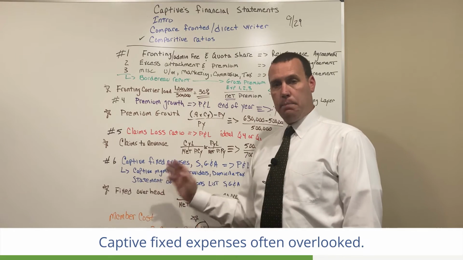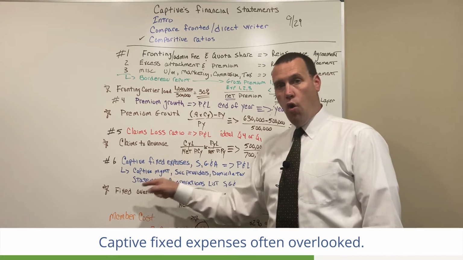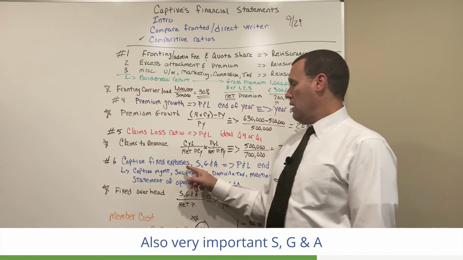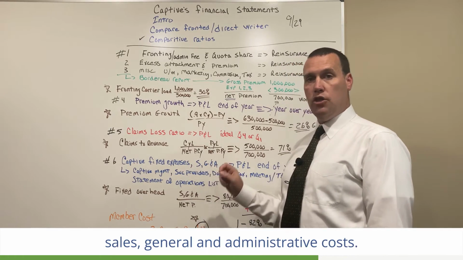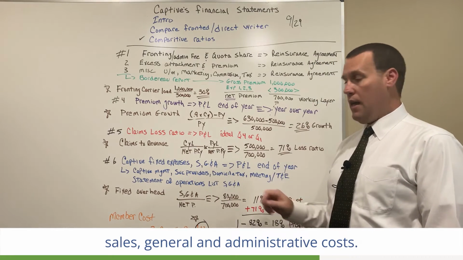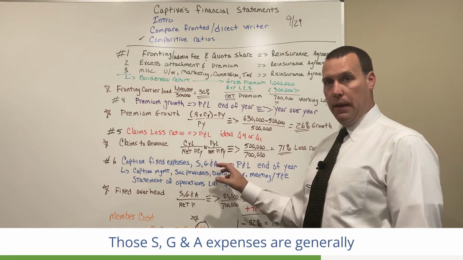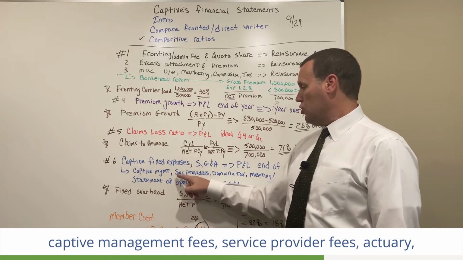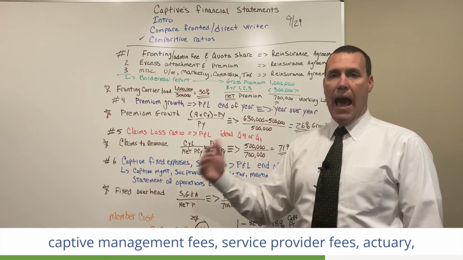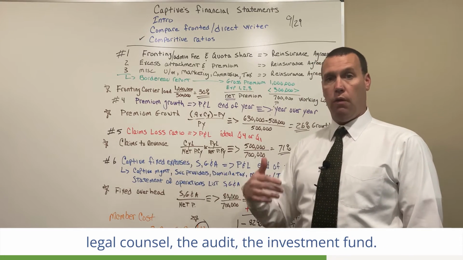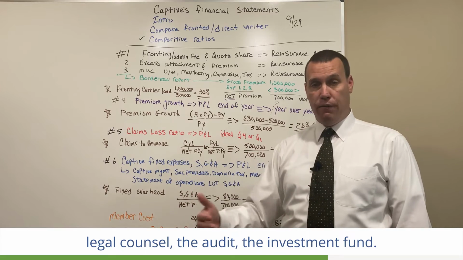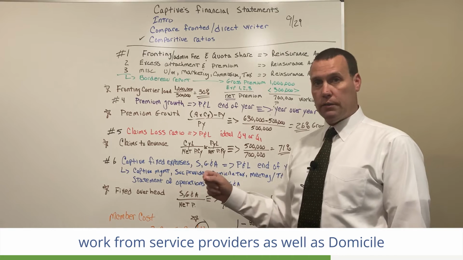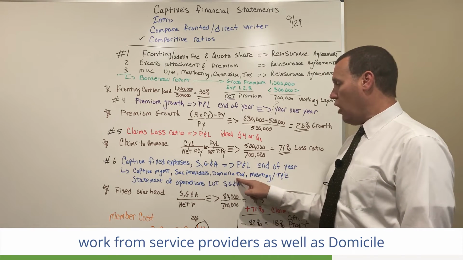Captive fixed expenses, often overlooked, also very important. SG&A, sales, general, and administrative costs. Those SG&A expenses are generally captive management fees, service provider fees, actuary, legal counsel, the audit, the investment fund. Those are all expenses that make the captive work from service providers, as well as domicile tax.